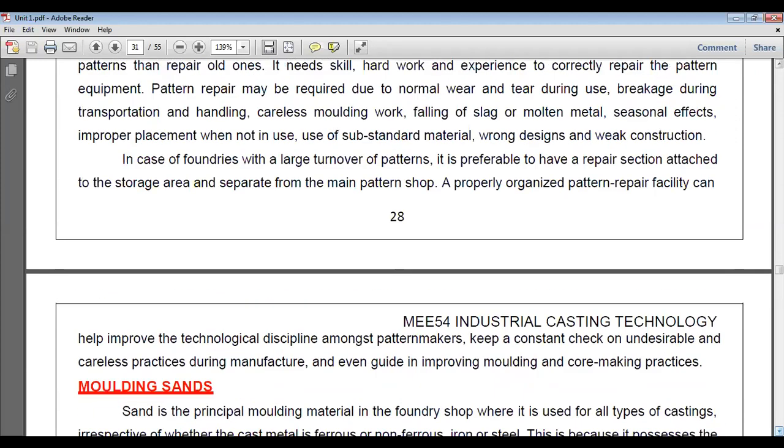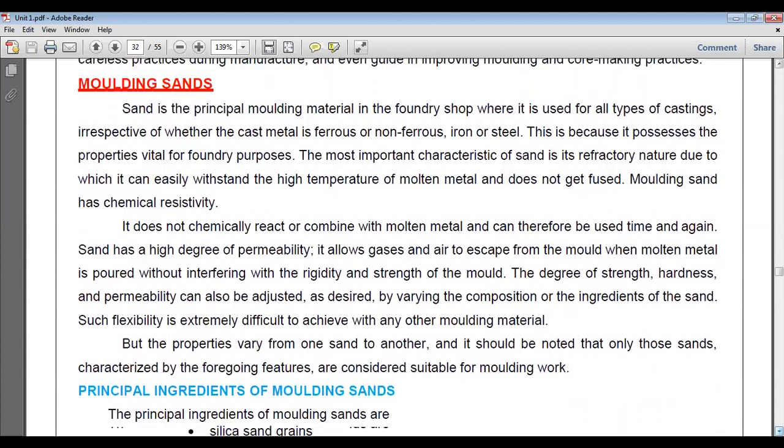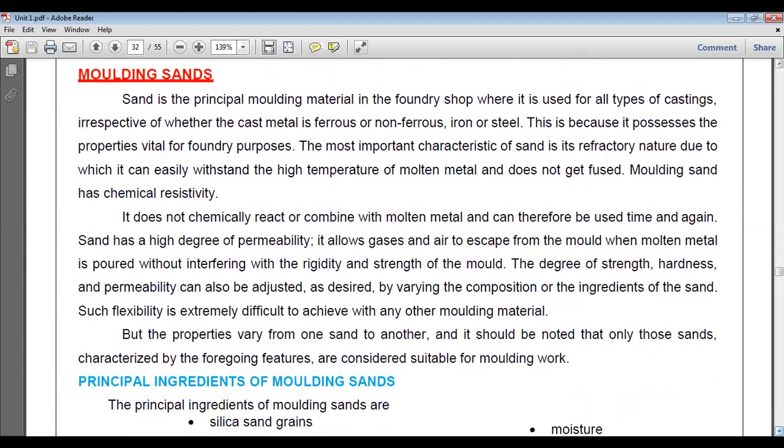Next we will be discussing molding sand. Today we discussed patterns, pattern materials, advantages and disadvantages, and also different types of allowances that are given, and why they are given. So this was all about patterns and pattern allowances.